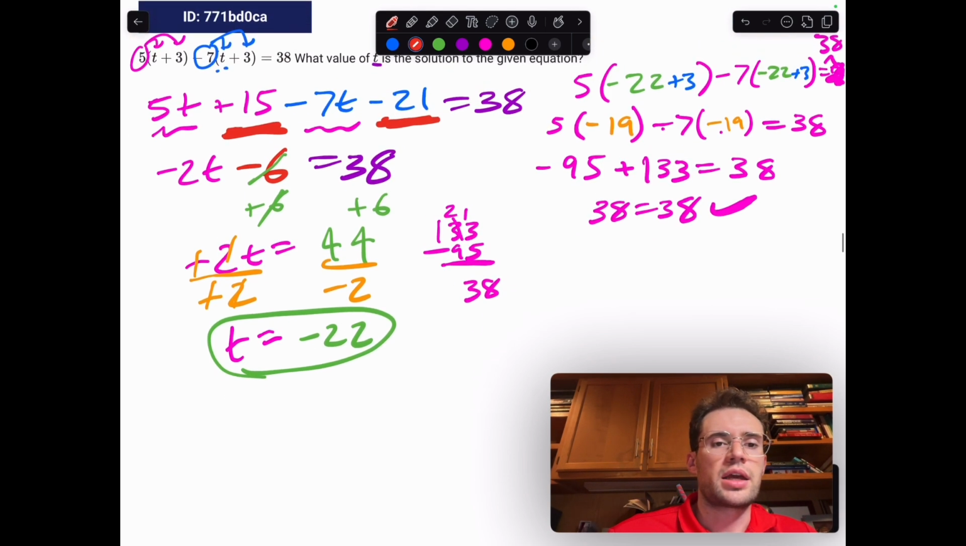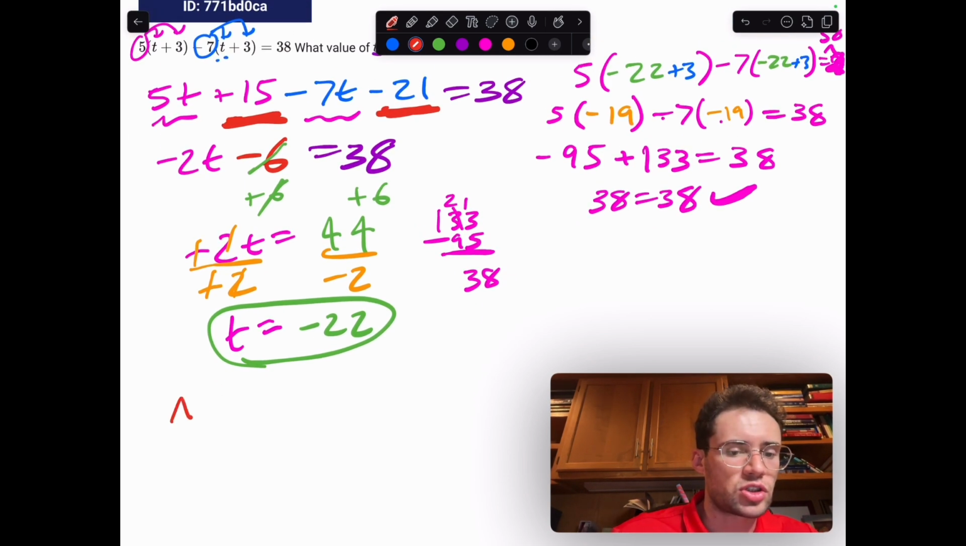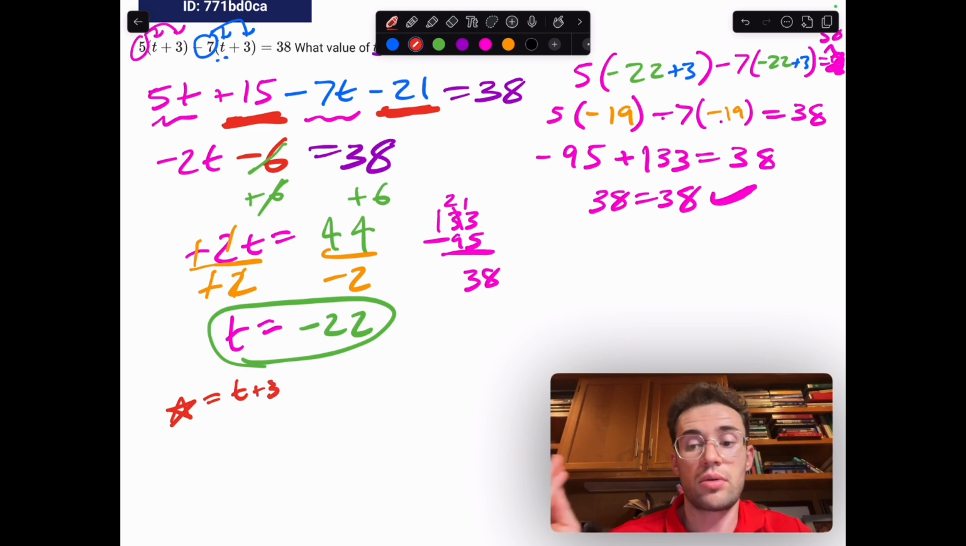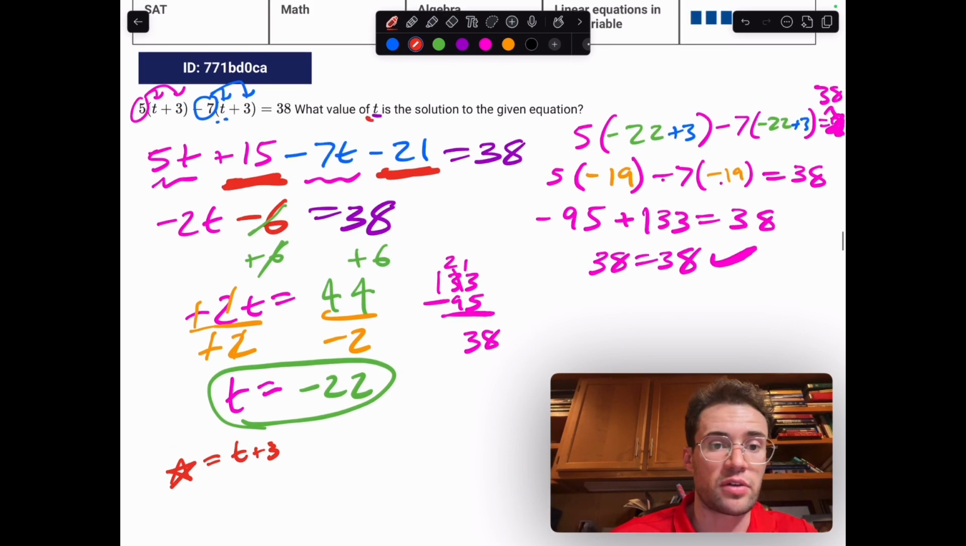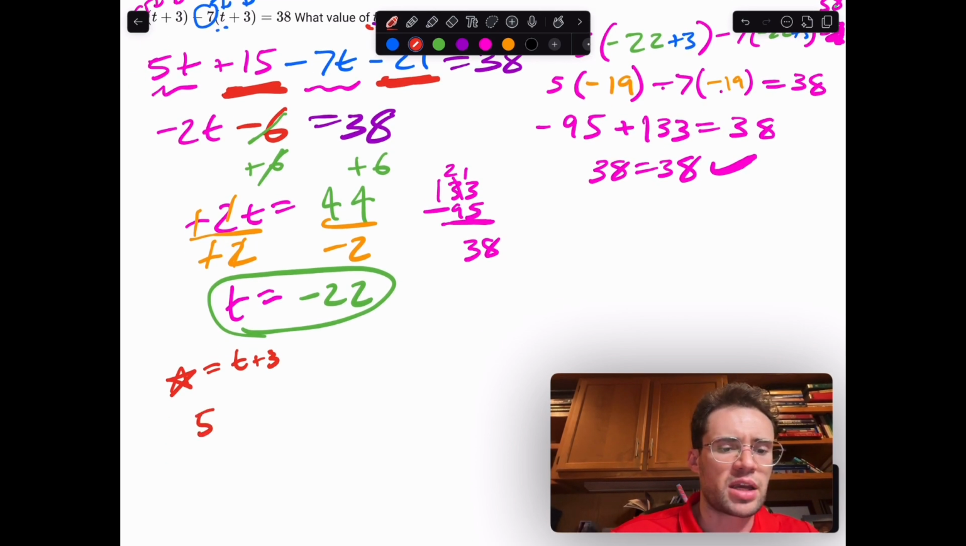So say we did, let's do a star. So star equals t plus 3. I'm going to use the star just because it will stick out in my head. I'll remember that that's not what I'm solving for. I'm not solving for t plus 3 here. We're just solving for t. But this could potentially make it a little bit faster.